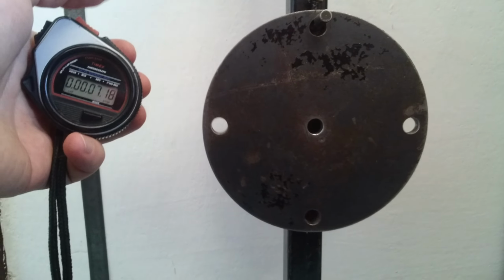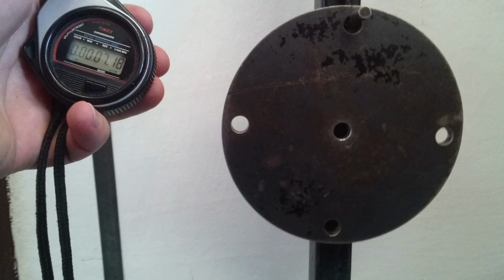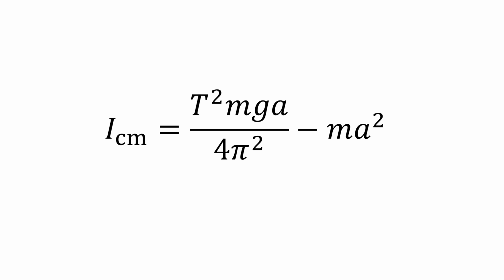We repeat this measurement of 10 periods of oscillation 10 times. In this way, we have measured all the directly measured quantities needed to calculate the indirectly measured quantity, ICM.